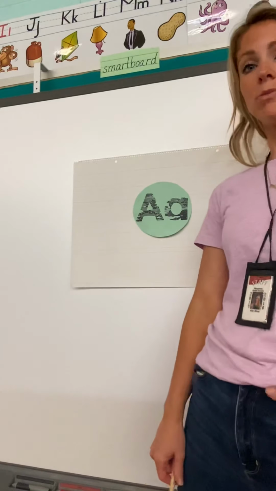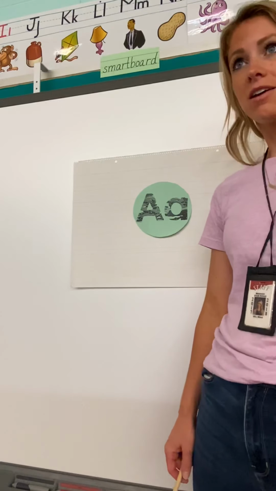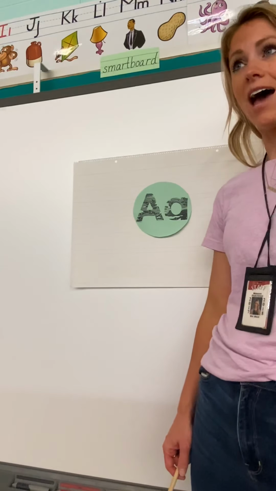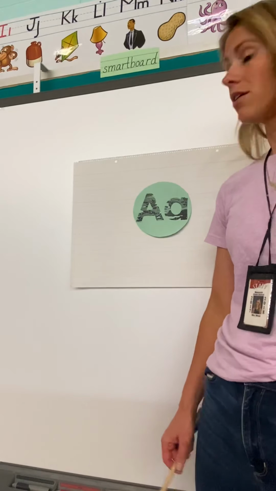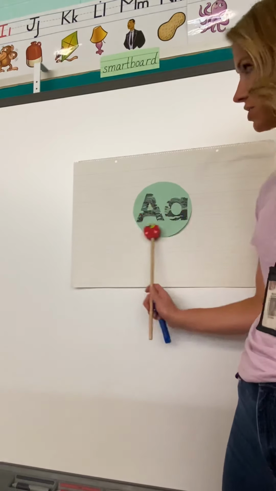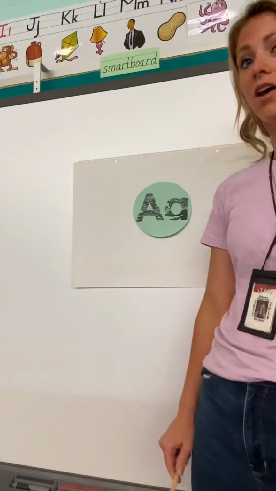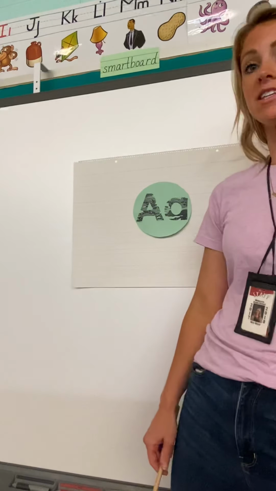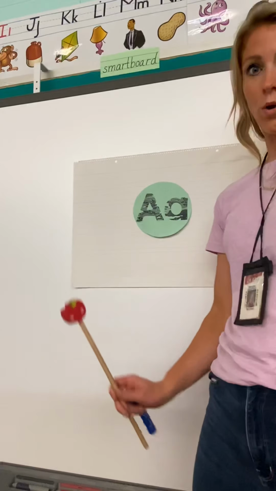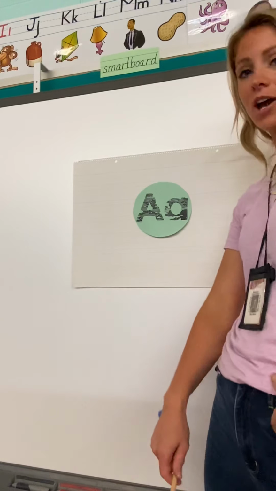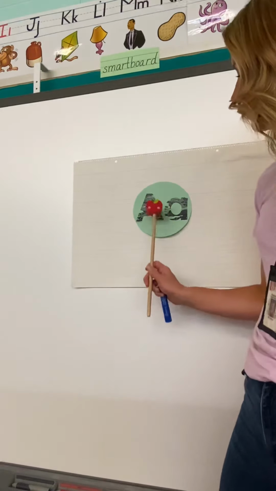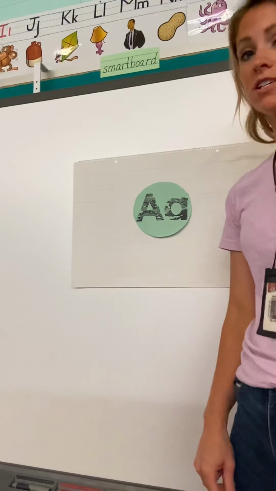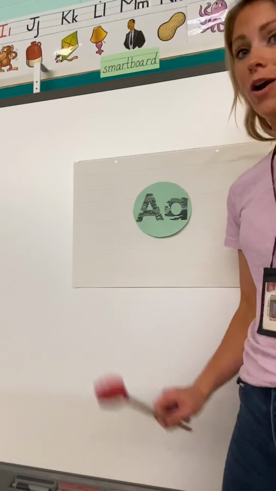Okay, and every letter makes a sound. A can say two sounds. A can say a or a. So when I touch this green circle that has the A's inside of it, I want you to say, my name is A and my sound is a or a. Are you ready? Here we go. My name is A and my sound is a or a.